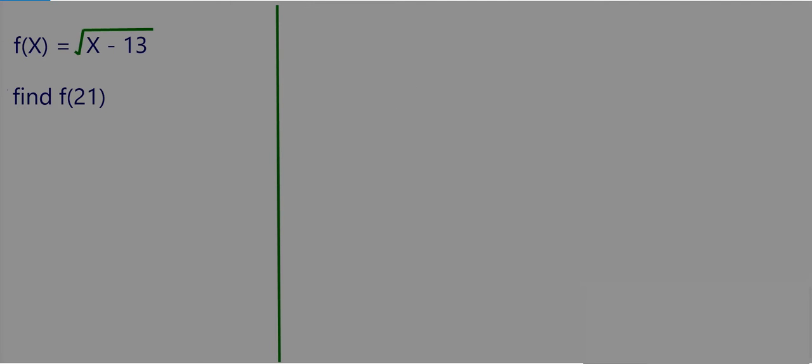This function is called a root function since we are working with a square root. We want to find the value of f of 21. So we replace x with 21. We do 21 minus 13. We get 8. We can leave the answer as the square root of 8, or we could simplify it in the radical form.